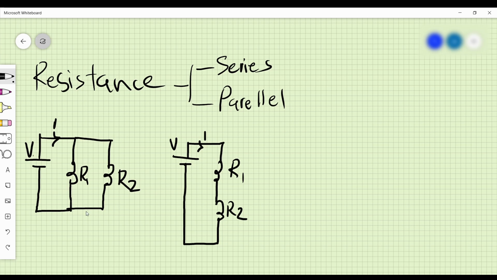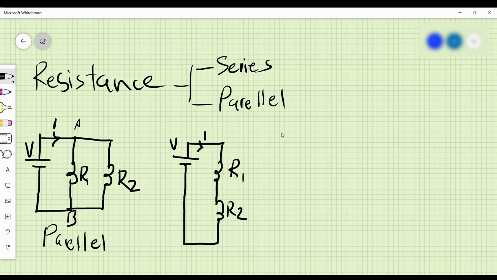So you can see in the parallel circuit, R1 and R2 are parallel to each other, so they branch out differently. They are not in the same series, or we could say there is a junction here. You can say point A and point B. So at point A and point B, they branch out as to resistance R1 and R2. Whereas in series, they just follow the same line of flow.